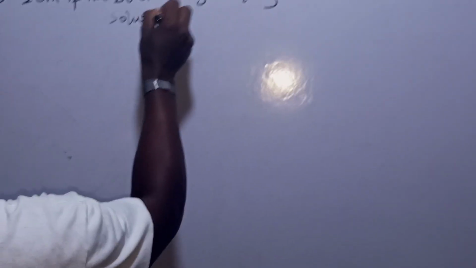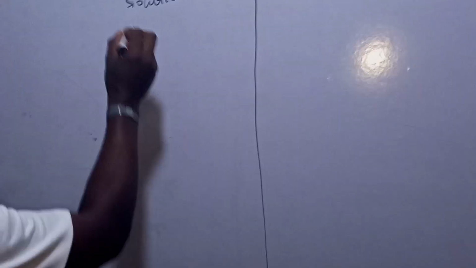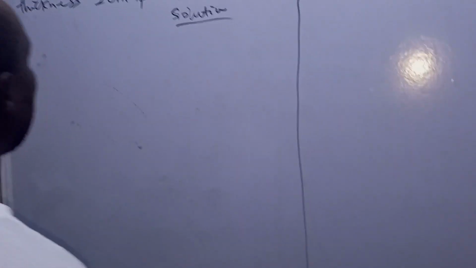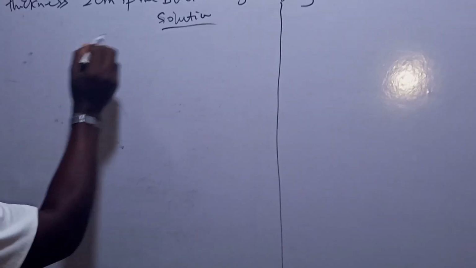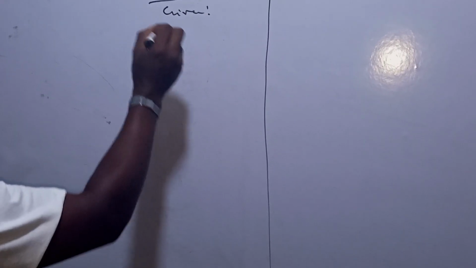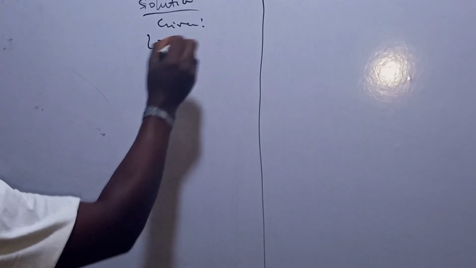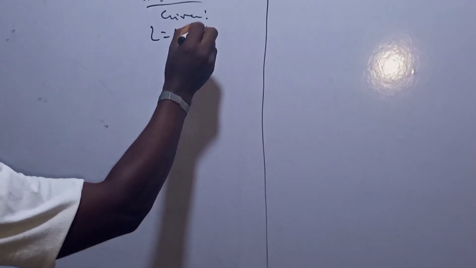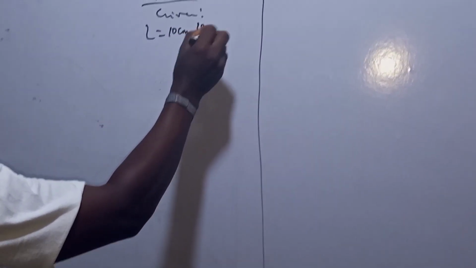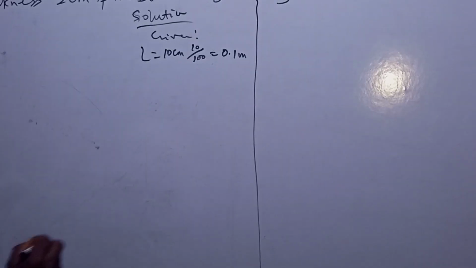Solution: divide the board to contain. Now we start by stating the parameters that are given. Say given, we have here the length to be 10 cm. Now this 10 cm we convert to meters. We have 10 divided by 100 to have 0.1 meter.